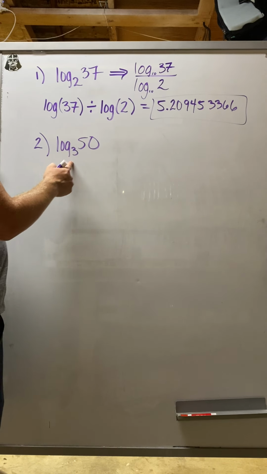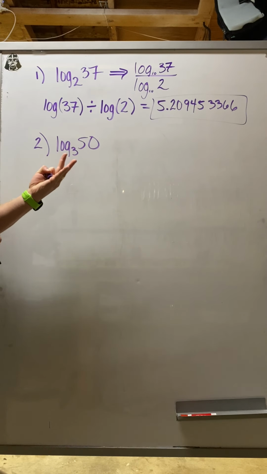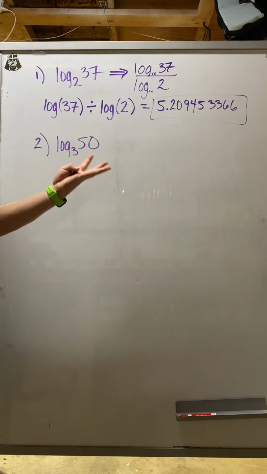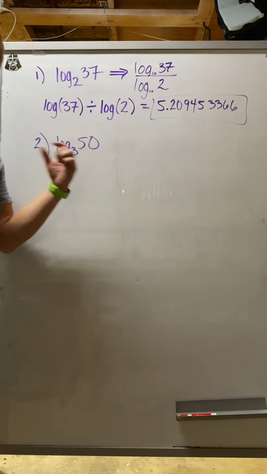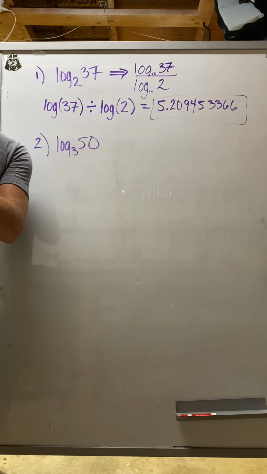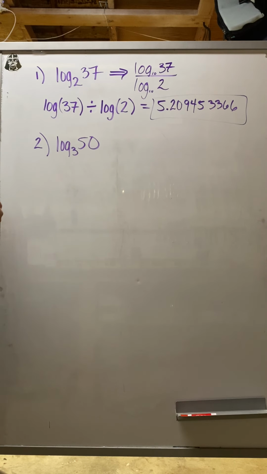How about this one? What power of 3 gives you 50? Okay? And you can kind of try to guess, right? A third power of 3 gives me 27. A fourth power of 3 gives me 81. I am expecting this to come out somewhere between a power of 3 and a power of 4, or an answer of 3 and an answer of 4. That's probably where this is going to end up, okay?